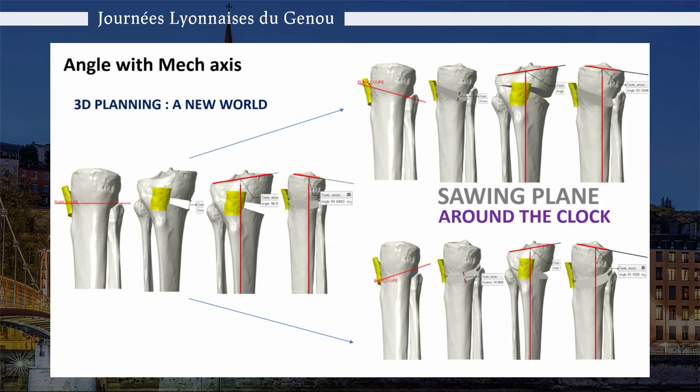The first thing that we discovered doing PSI was that it was helping us to define clearly the sawing plane. If you change a sawing plane by 15 degrees around the clock compared to the mechanical axis of the tibia on a surgical plane, for example here, you will change your slope by 1 degree every 10 degrees of rotation.